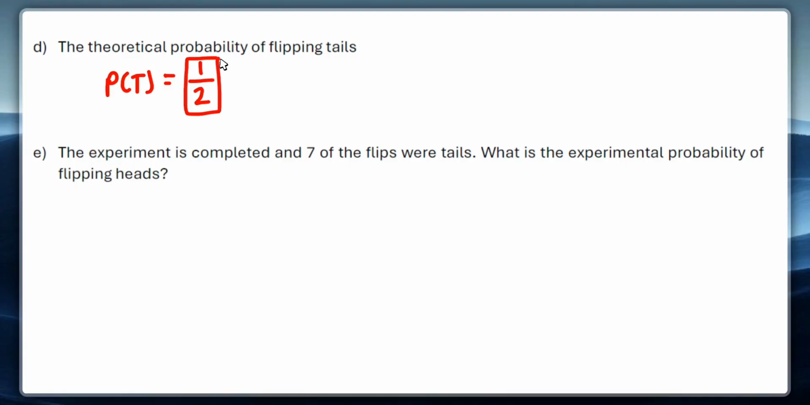Okay, and then we are looking at part E, the last part of this example number 1. It says the experiment is completed and 7 of the flips were tails. What is the experimental probability of flipping heads? So now we're actually looking at the experimental probability, what actually happened, right? If we are asked what is the experimental probability of flipping heads, the 7 tells us 7 of the flips were tails, right? If we had 10 flips in total, that tells us that the remaining 3 flips were heads.